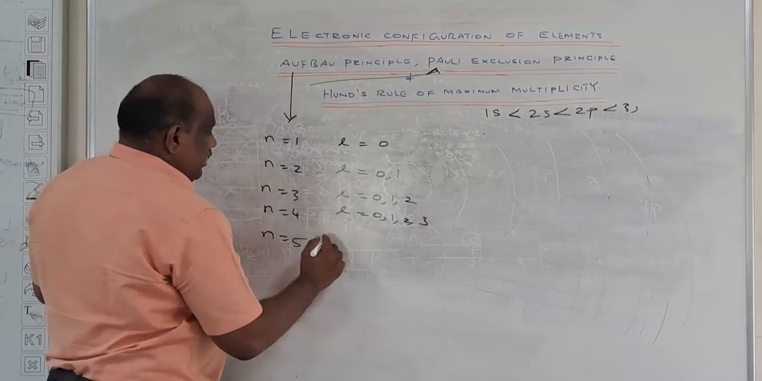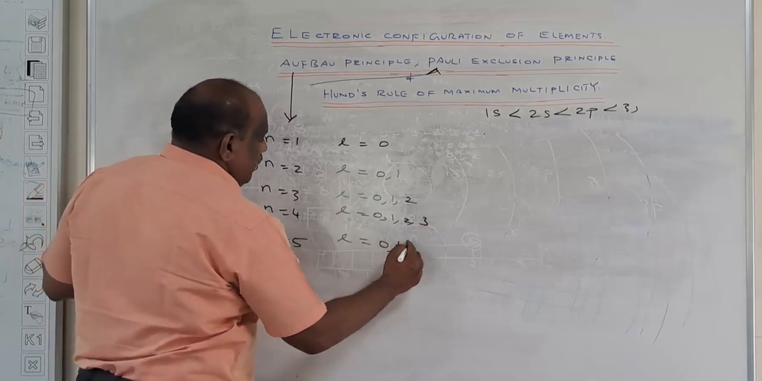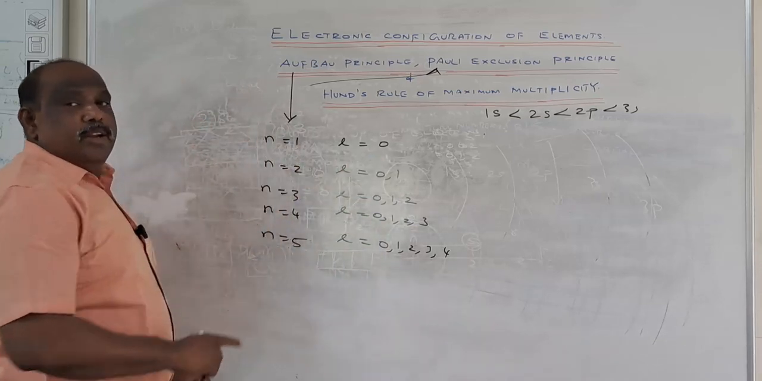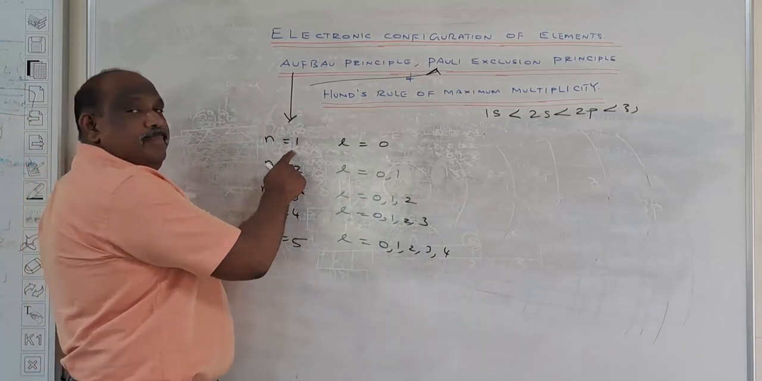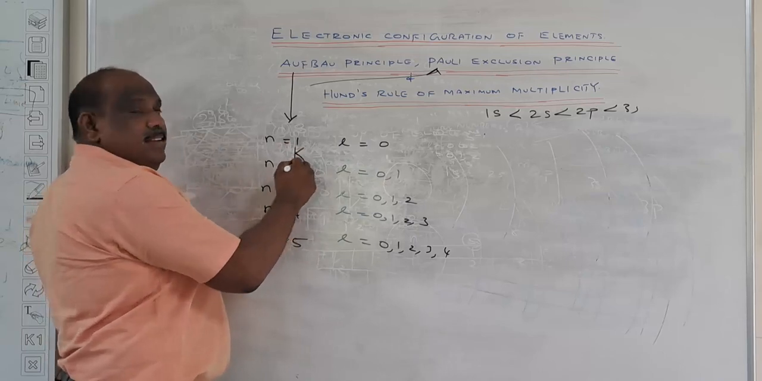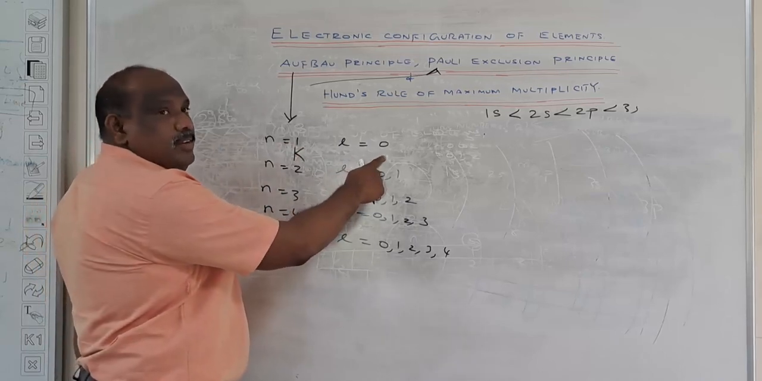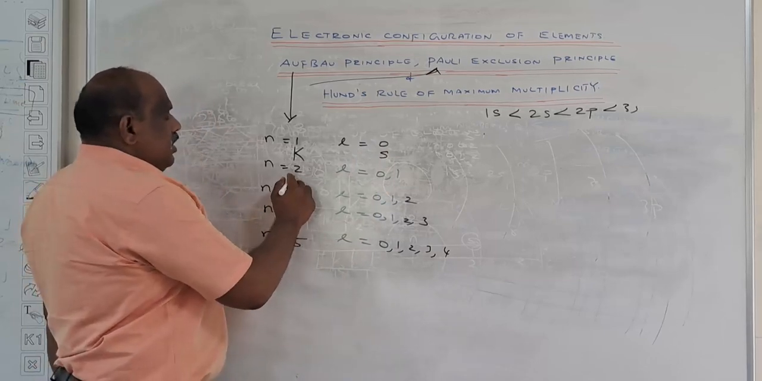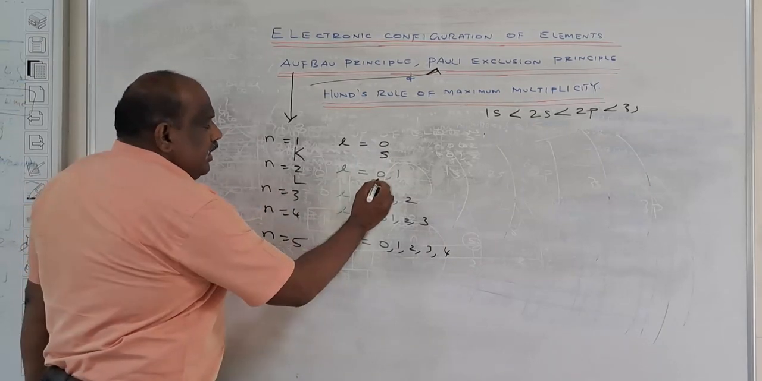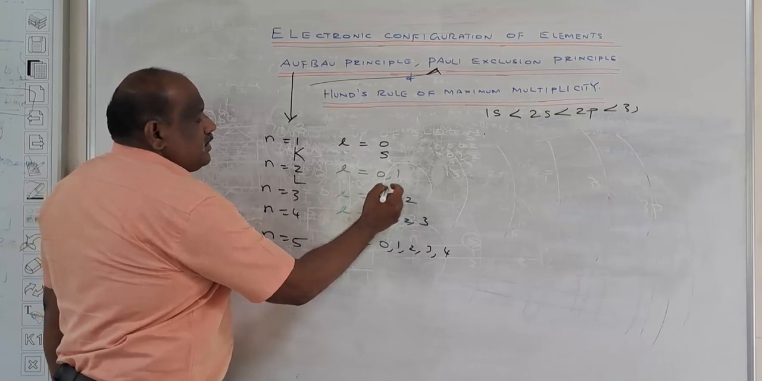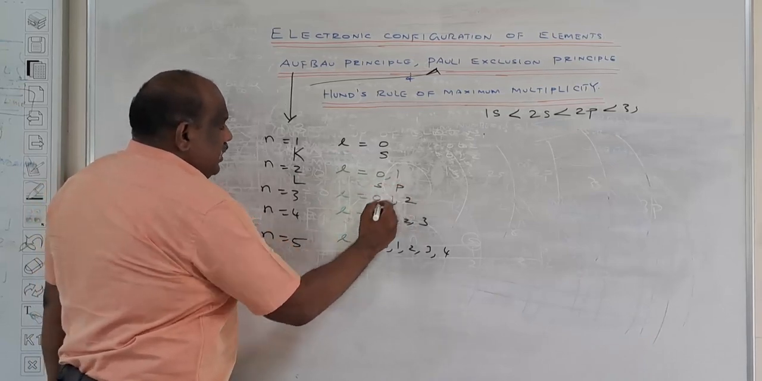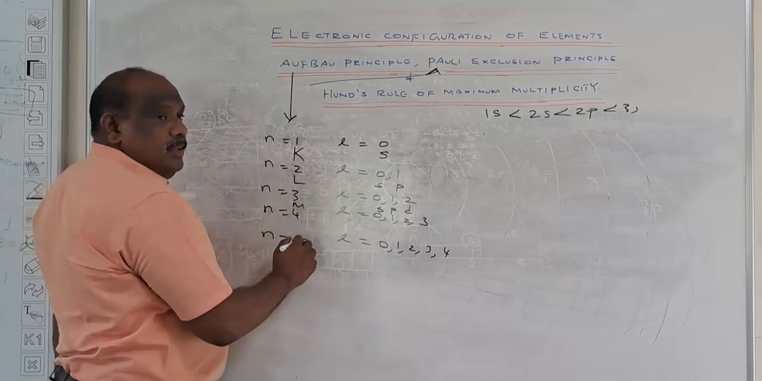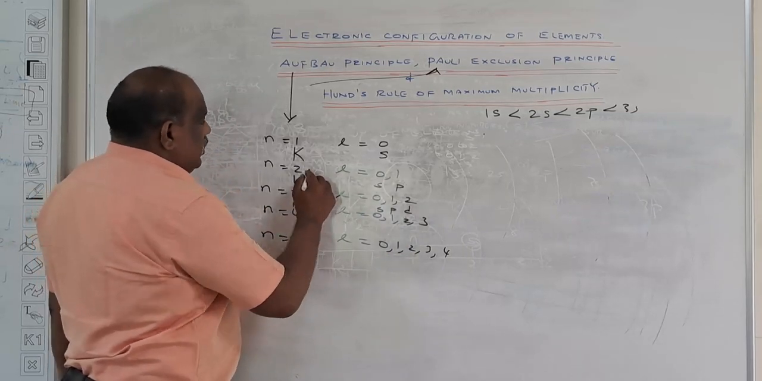When n equals 5, l will be equal to 0, 1, 2, 3, 4. Now what is n equal to 1? The name is K, capital K. What is l equal to 0? We have to call it small s. Here it is called capital L. Here l equal to 0 means small s, l equal to 1 means p, so it is SPD. It is 3, capital M. Okay, so it is this one.